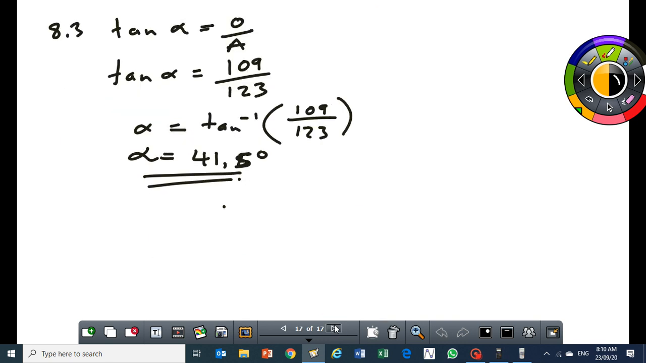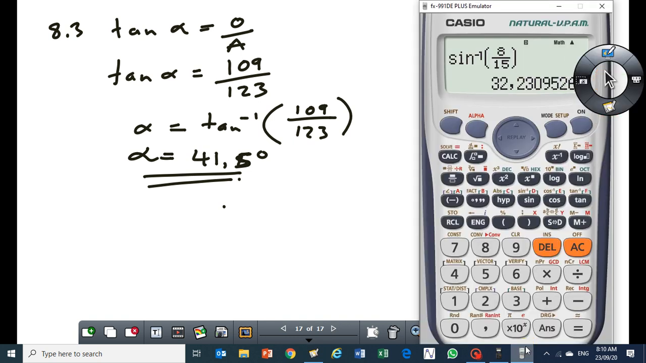Tan alpha is equal to opposite over adjacent. Tan alpha becomes 109 over 123, and then you go to your calculator, you press shift and tan. Then you press the fraction option, put in 109 divided by 123, and then you press equals. It gives you 41.5 degrees to one decimal place.